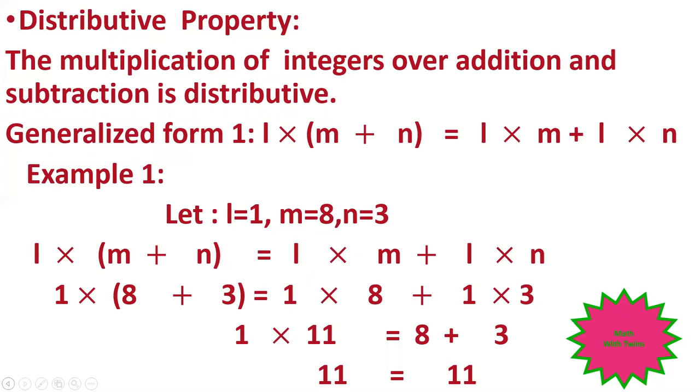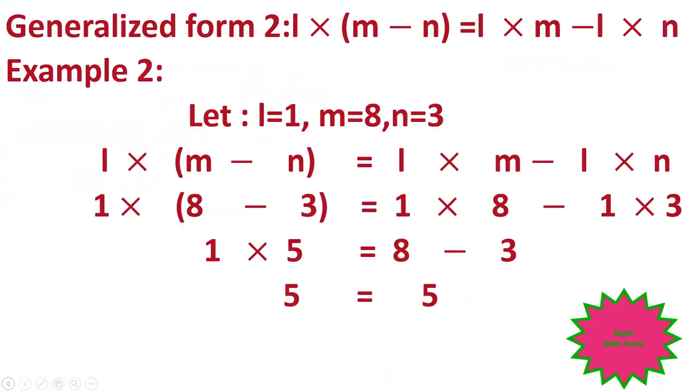Now when you substitute the values, assuming numbers, that is L equals 1, M equals 8, N equals 3, we get 11 on both sides and the distributive property is proved. Moving on to the next example and form. The example, let's check it later.